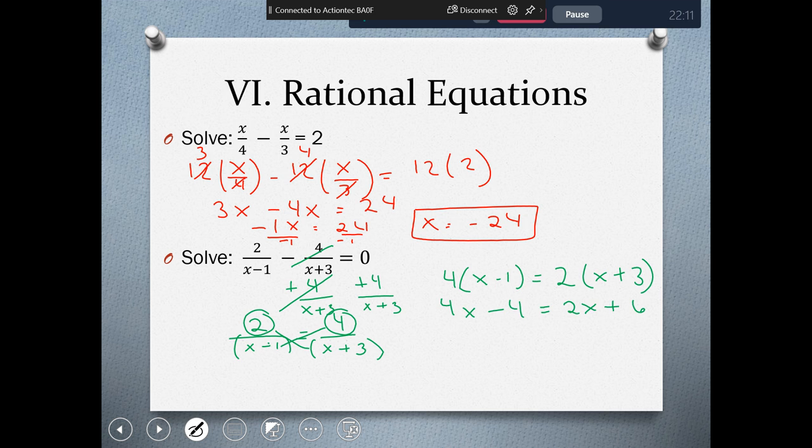Then I'm going to isolate my variable by subtracting 2x from both sides. So I'm going to get 2x minus 4 equals 6. I'm going to add 4 to both sides. So 2x equals 10. Divide by 2. So x equals 5.